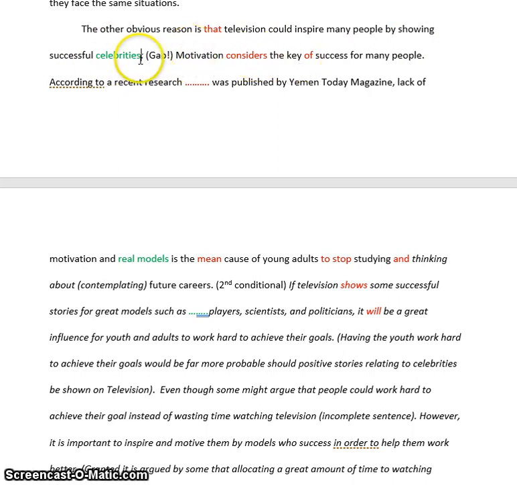Now, here you've written that television could inspire many people by showing successful celebrities. Very good. Motivation considers the key. There is no connection here. Again, there is a gap. So let's try and fill this gap. Let's try and connect this sentence with this sentence. Before we do that, let's correct the sentence first.